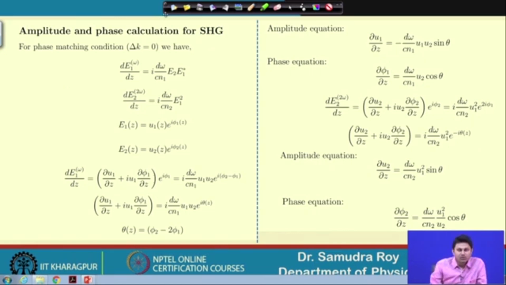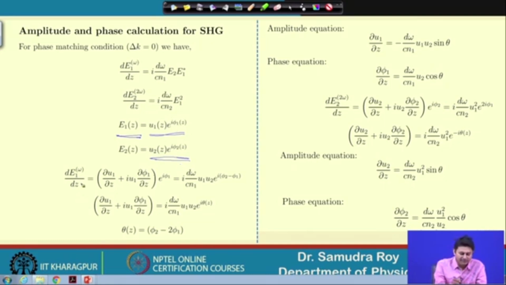In order to do that, we divide the total electric field E1 into two parts: an amplitude part U1(Z) and a phase part e to the power i phi 1(Z). So both are now varying with Z. For E2 also we divide into amplitude and phase in the same way. U1 and U2 are real quantities, and phi 1 and phi 2 are also real quantities. This complex amplitude we can always divide into the r e to the power i theta form.